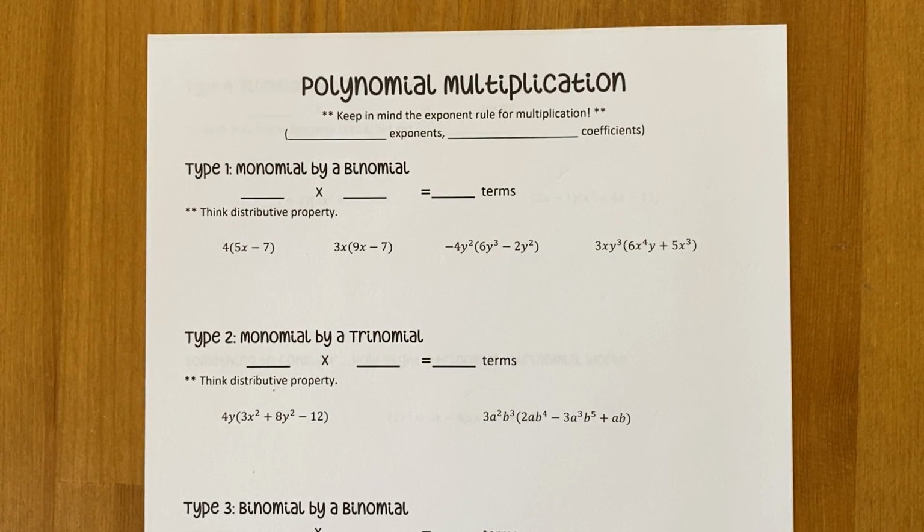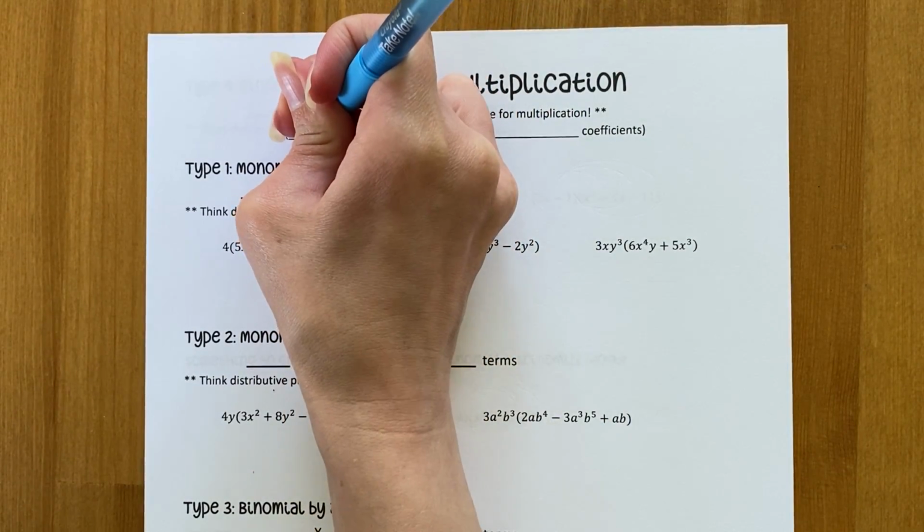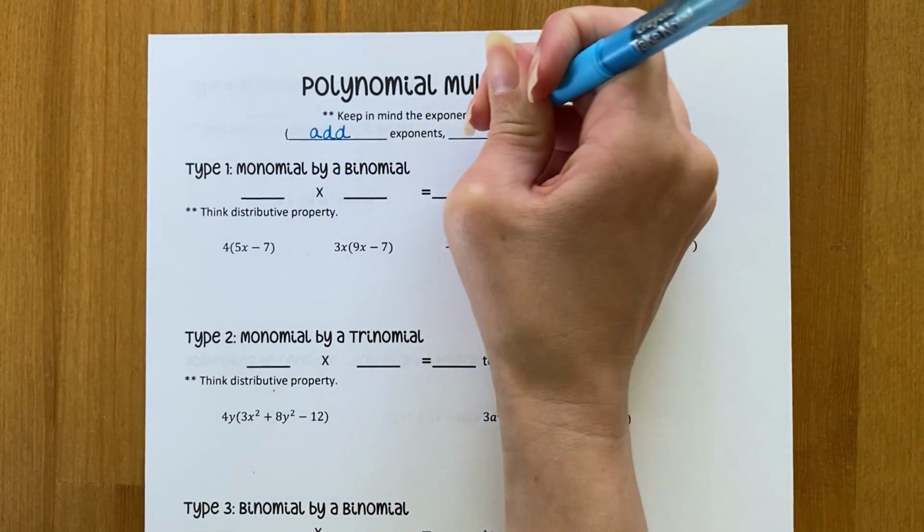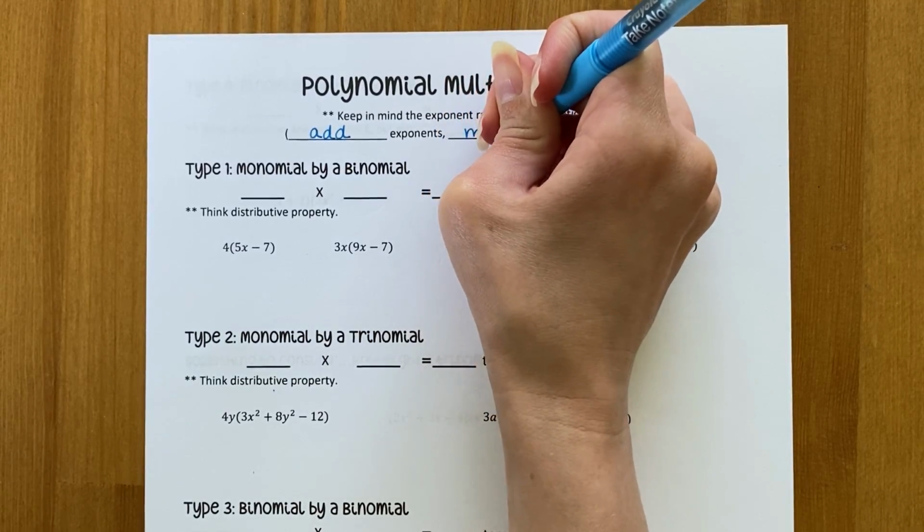Continuing on our work with polynomial operations, we're taking a look at polynomial multiplication today. I like multiplication the best out of all of them. We are going to need to keep in mind our exponent rule for multiplication today, which is to add your exponents and multiply those coefficients.